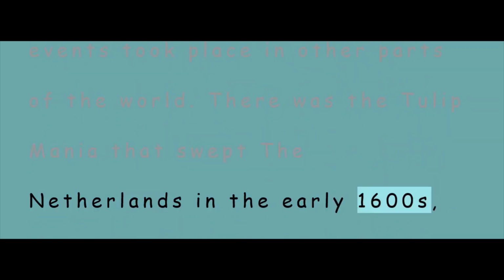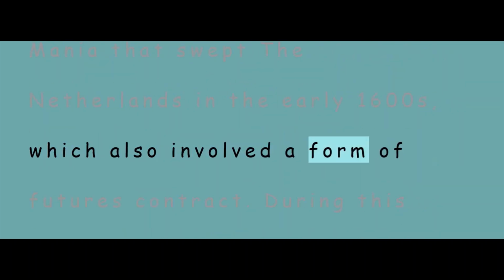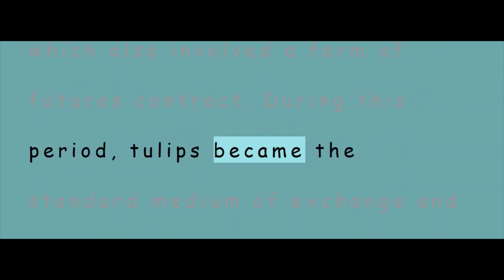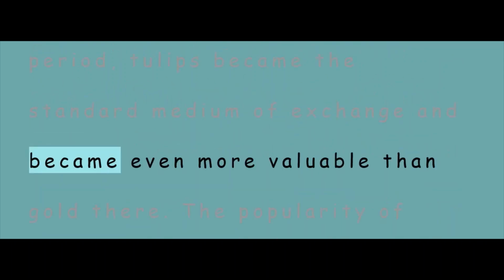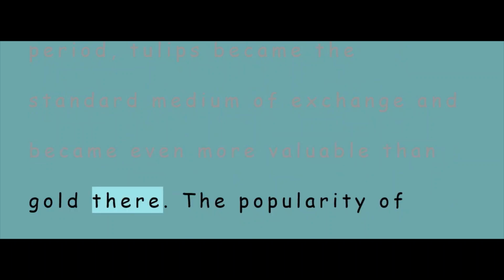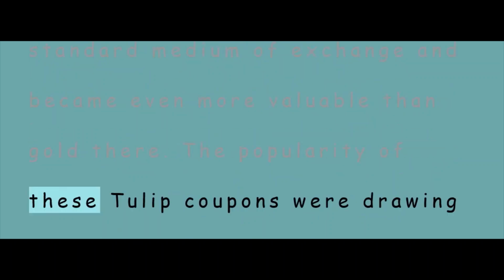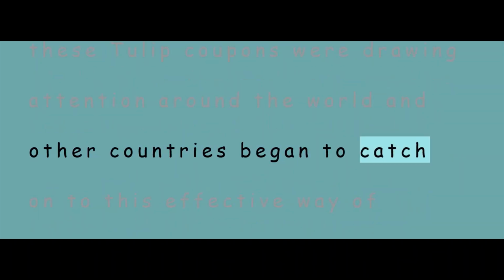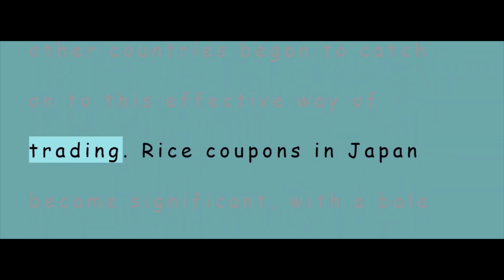There was the tulip mania that swept the Netherlands in the early 1600s, which also involved a form of futures contract. During this period, tulips became the standard medium of exchange and became even more valuable than gold there. The popularity of these tulip coupons was drawing attention around the world, and other countries began to catch on to this effective way of trading.